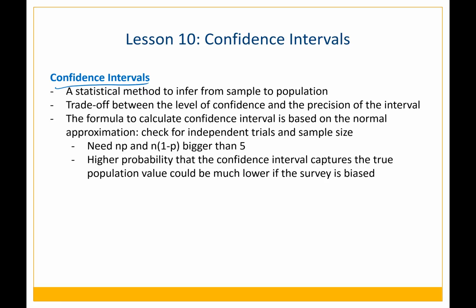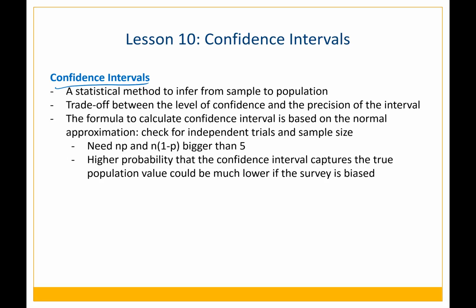To get a confidence interval, there's a trade-off between the level of confidence and the precision of the interval. Say if you want the interval to capture 99% of the population, the interval has to be wider. The interval will also be more precise if you have a bigger sample size, because then your standard deviation is going to be lower, and the interval you identify is going to be more accurate and more likely to contain the population value.